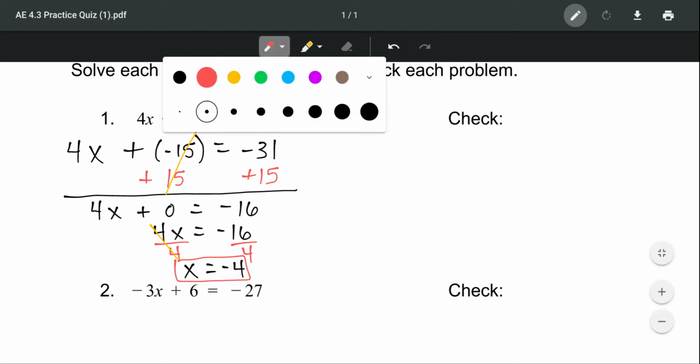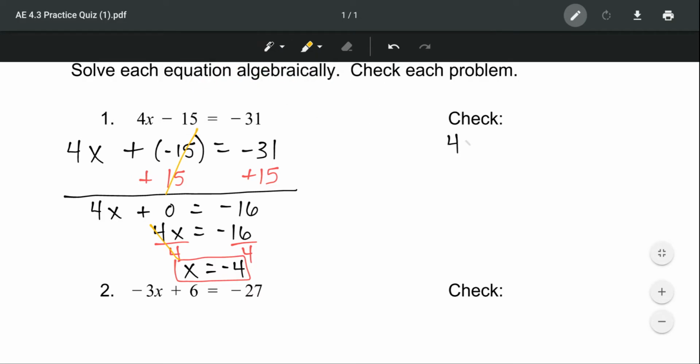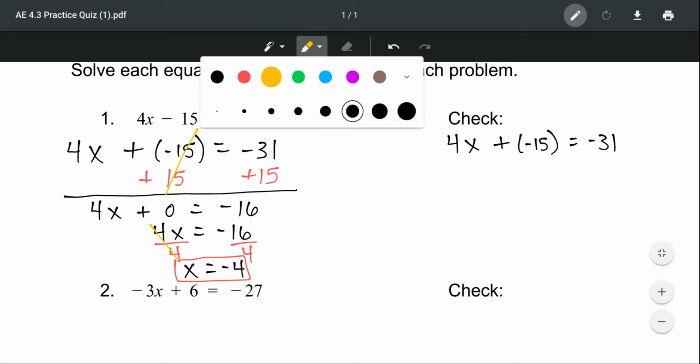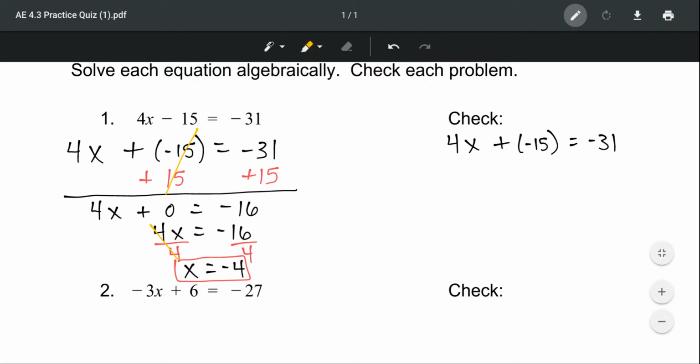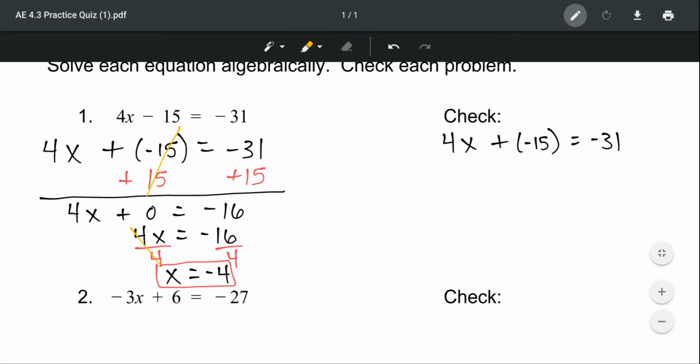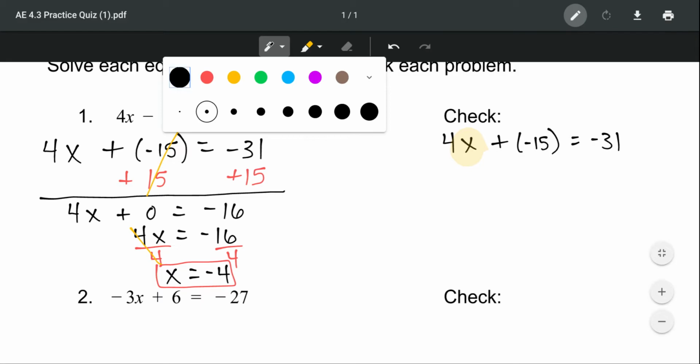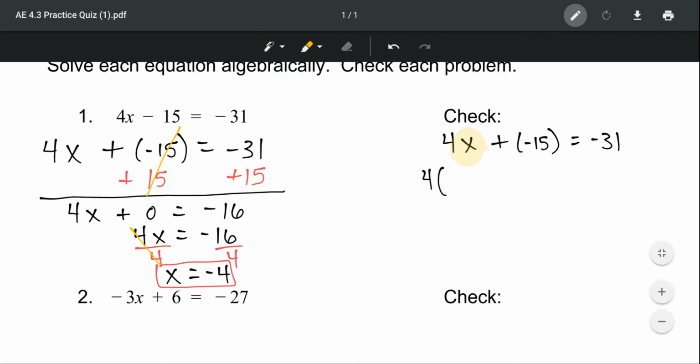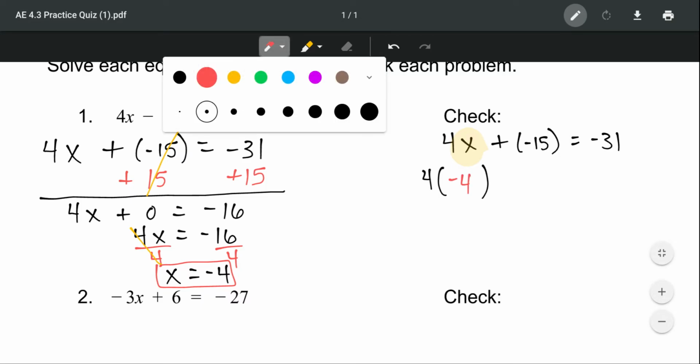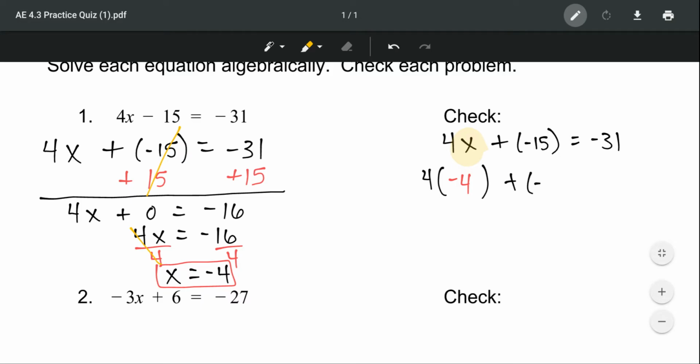Now to check, rewrite the original problem. So I'm going to rewrite it as 4x plus negative 15 is equal to negative 31. Now you want to replace x with negative 4. So you're going to have 4 times negative 4 plus negative 15 is equal to negative 31.